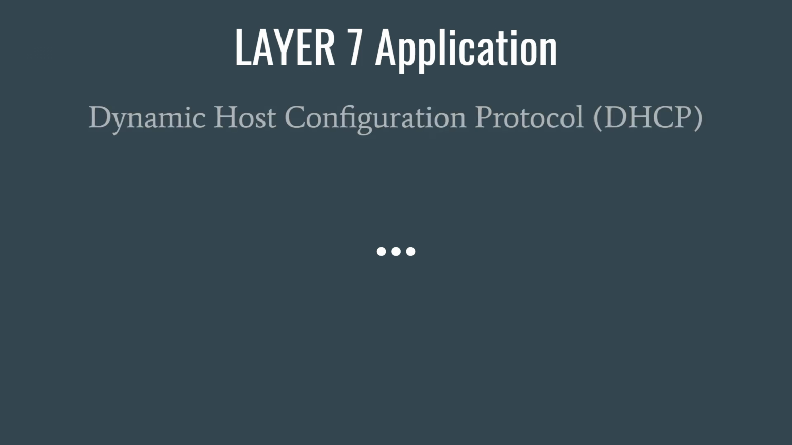Layer 7 includes a number of concepts you need to be familiar with, the first being DHCP, or Dynamic Host Configuration Protocol. This is a network management protocol that allows a DHCP server to dynamically assign an IP address and configurations to each device on the network.